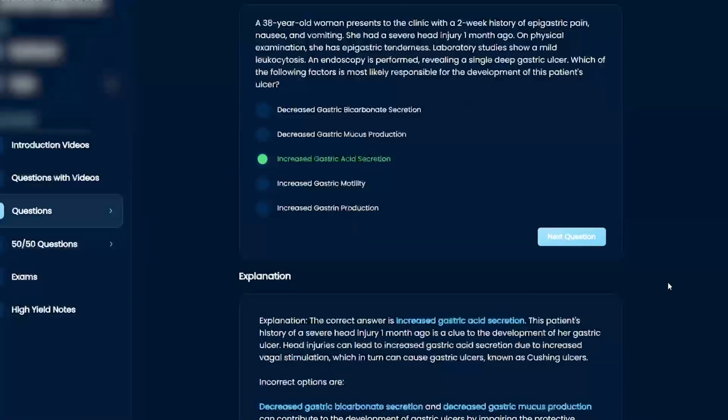Cushing's ulcer. Curling is different. That's going to be with burns, right? Oh, you're right. Yeah, curling iron burns you. Yep, exactly right. Curling iron burns you, that's the way I remember also. But Cushing's ulcer is going to be a head injury. So it's going to increase gastric acid, right, due to increased vagal stimulation. But yeah, perfect.